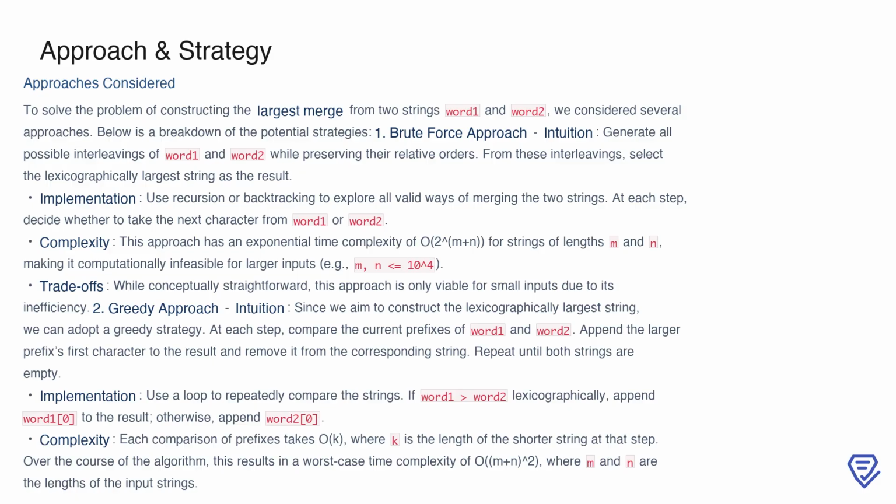While this approach is conceptually simple and can be implemented using recursion or backtracking, the sheer number of possible interleavings leads to an exponential time complexity of O(2^(m+n)), where m and n are the lengths of the input strings.